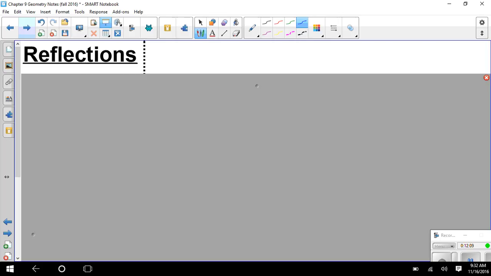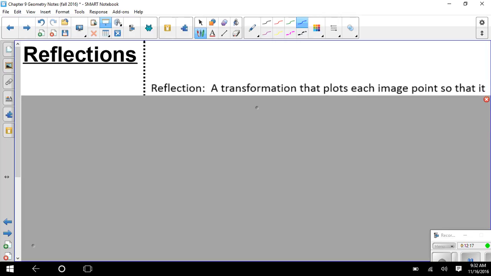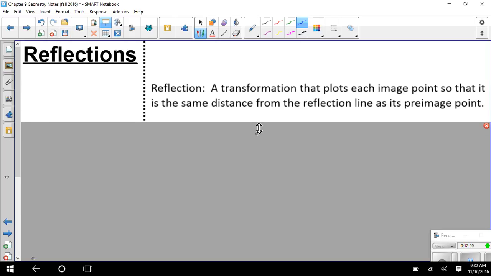All right. Our next main idea is going to be reflections. You can go ahead and turn to the next page of your notes and at the top write reflections. Your main idea. So a reflection is a transformation. So again, something's changing. That plots each image point so that it is the same distance from the reflection line as its pre-image point. So we'll be reflecting over lines here. And again, with this transformation, the pre-image and the image will be congruent to each other. We're not changing the size and shape, we're just changing its location.